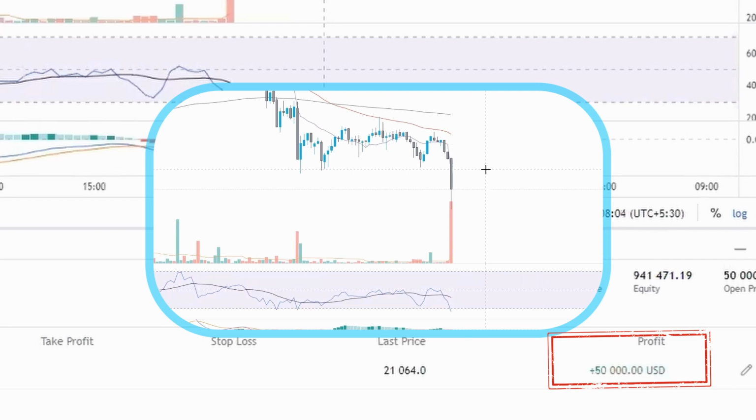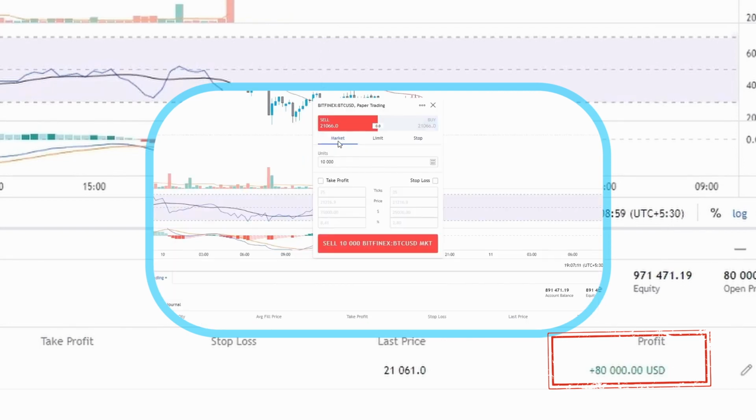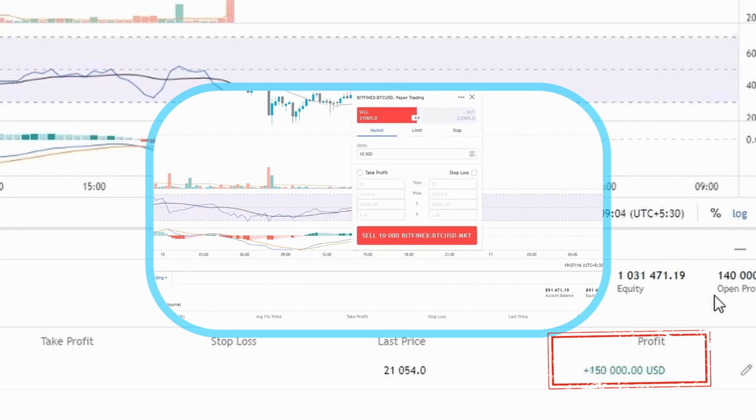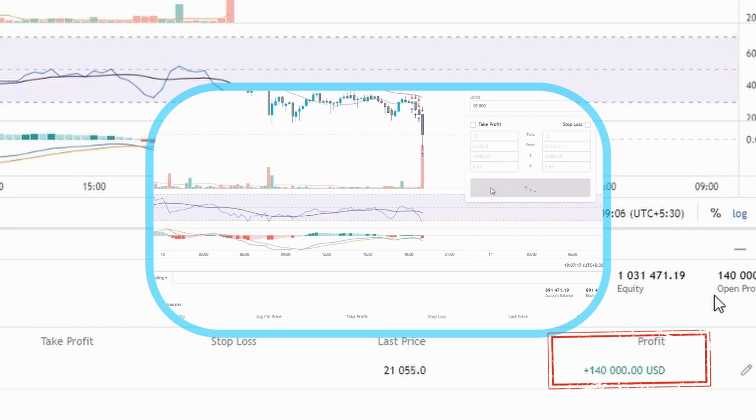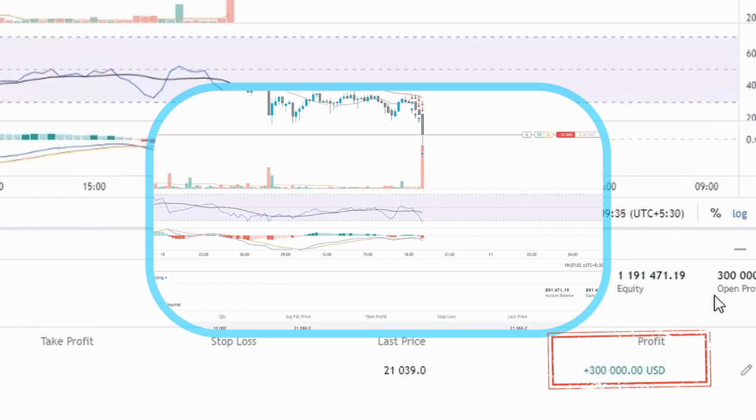90% of the people who try trading end up losing money. All these signals are basically sell signals for me to take a short position in Bitcoin. In our case, since Bitcoin is dipping a lot, I'm going to use the market order and I'm going to sell 10,000 units of Bitcoin. Sell.